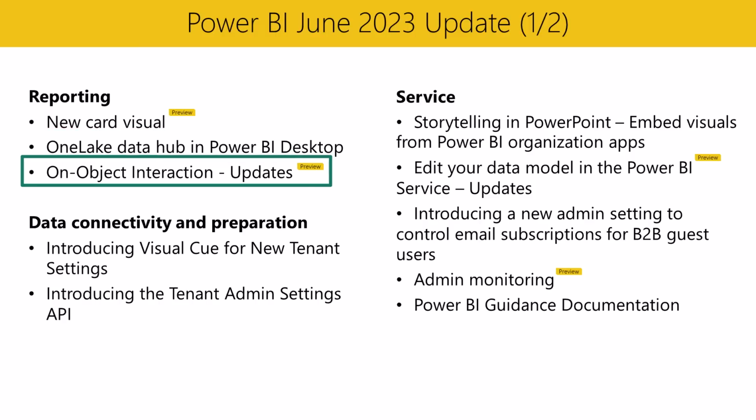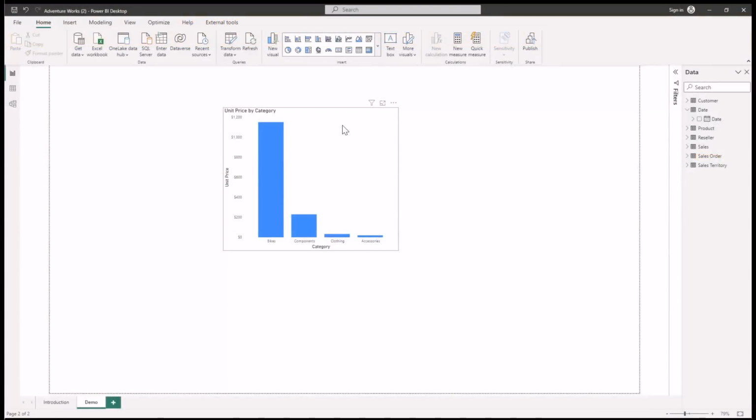Next, we have some updates to the on-object interaction in preview. This month, we released the ability to reattach the build menu as a pane. We're going to hand it over to Roseanne for a demonstration. We're excited to show you the latest improvements for OnObject for June. This month, we bring you the top requested improvement, the ability to reattach the build menu as a pane.